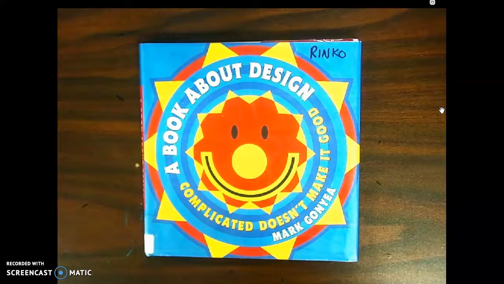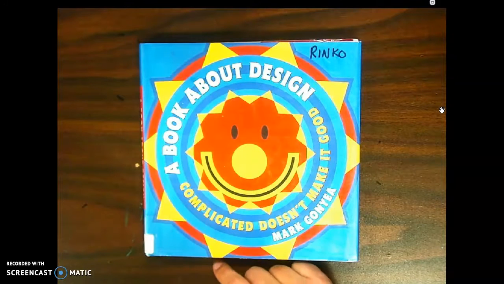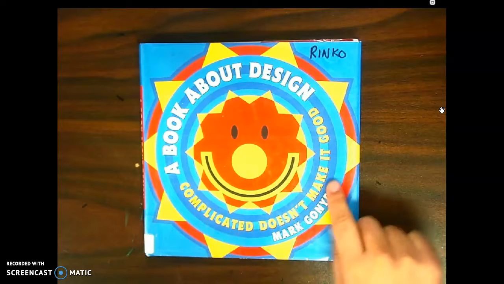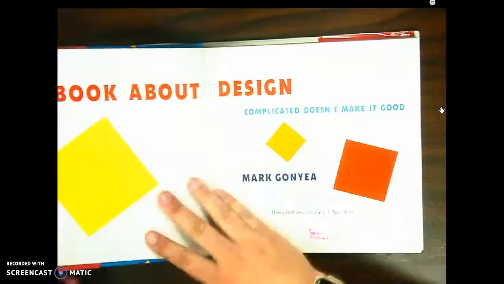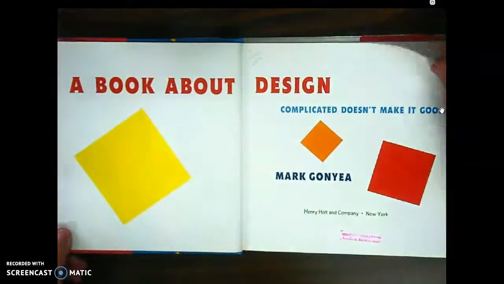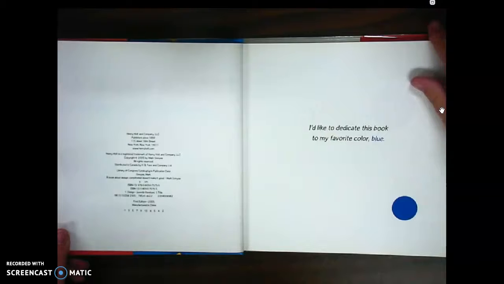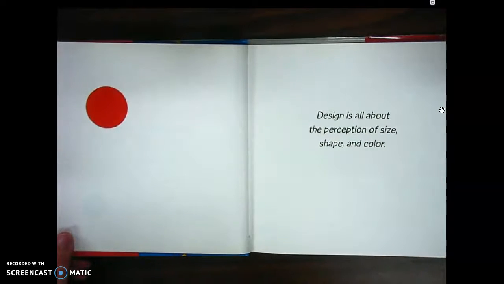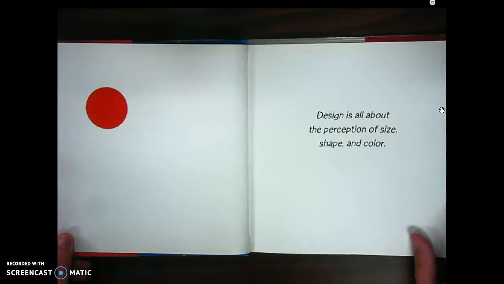Today we talked about designing our artwork, and I just want to read for you a really great book about design. And it says, "Complicated doesn't make it good." Design is all about the perception of size, shape, and color. Perception is how we see things.